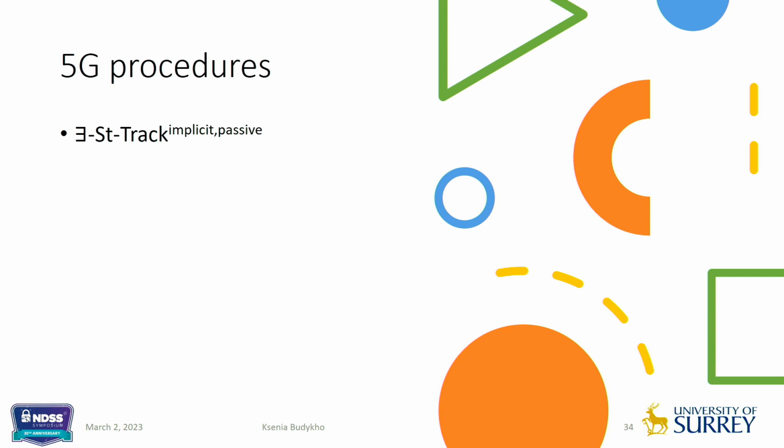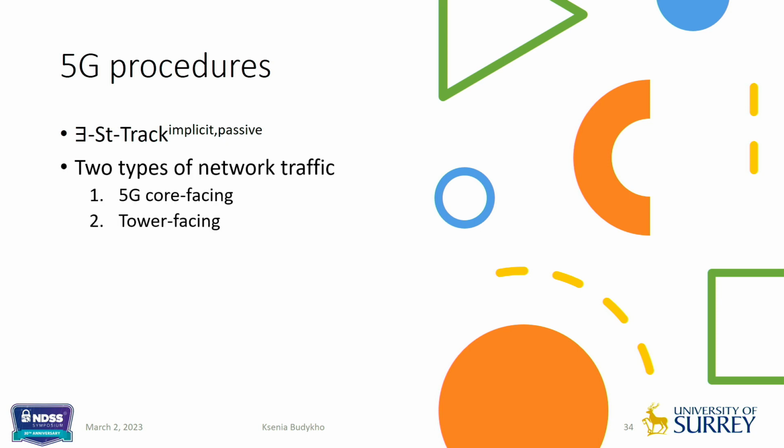And we have shown that at least one identifier is trackable with a passive adversary, or otherwise an existential static trackability attack with an implicit identifier for a passive adversary. And we have done this with two types of network traffic, one which is facing the 5G core and one which is facing between the 5G towers.